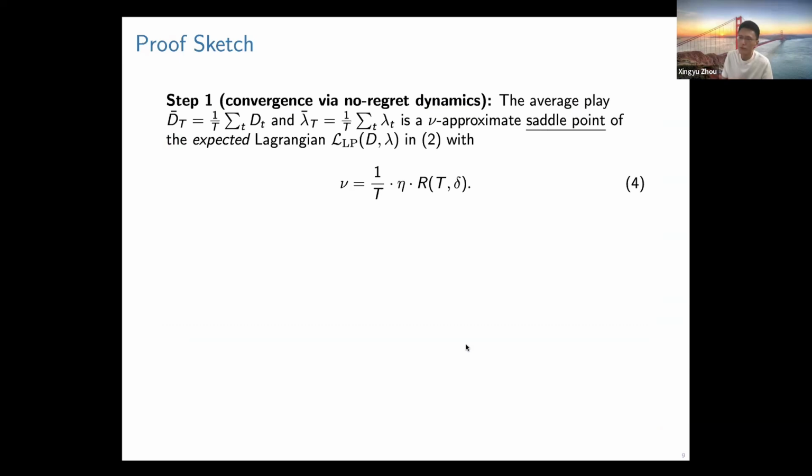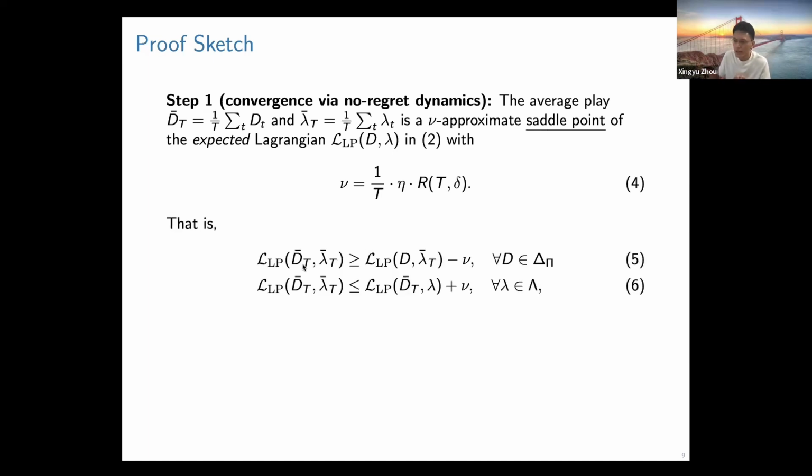The first step is basically to say that the average play of the primal and the dual player converges to an approximate saddle point. And the approximation parameter is related to this normalized regret. So what does it mean by approximate saddle point? Basically it says that you satisfy these two inequalities. This is the definition of an approximate saddle point.